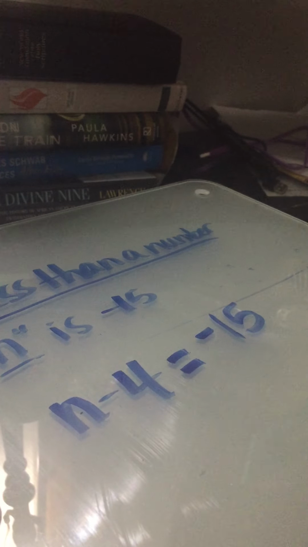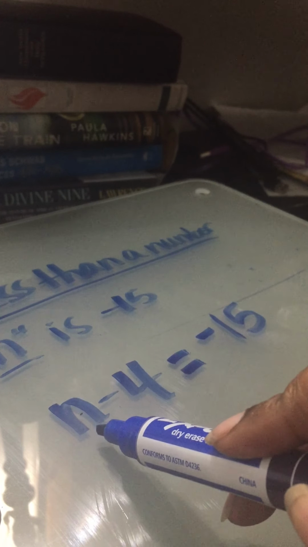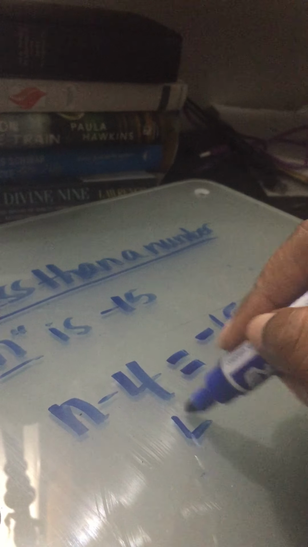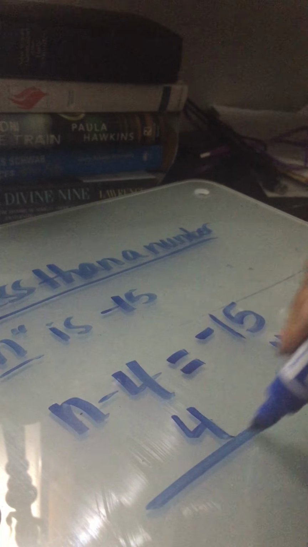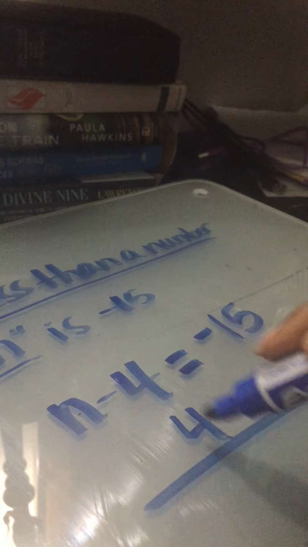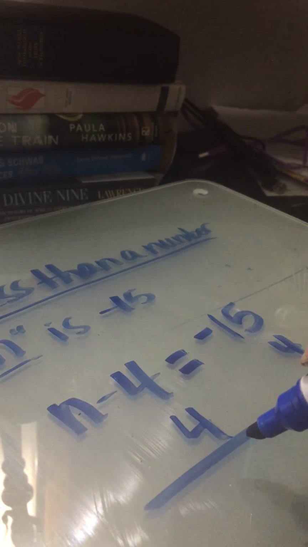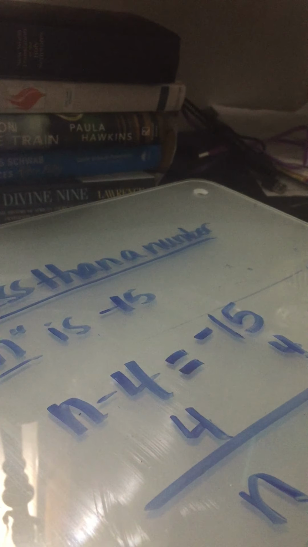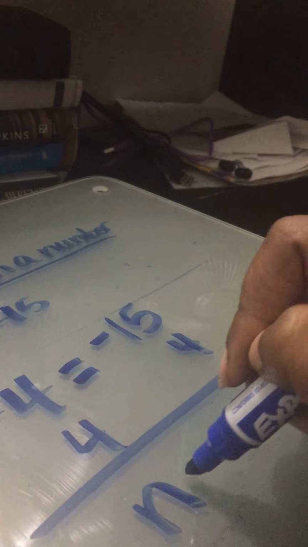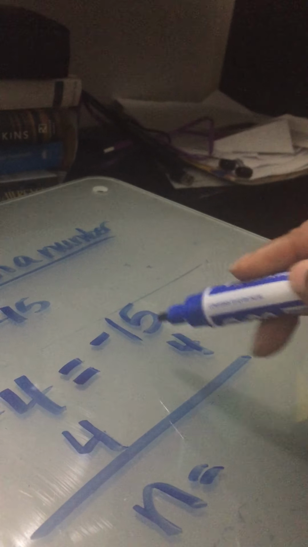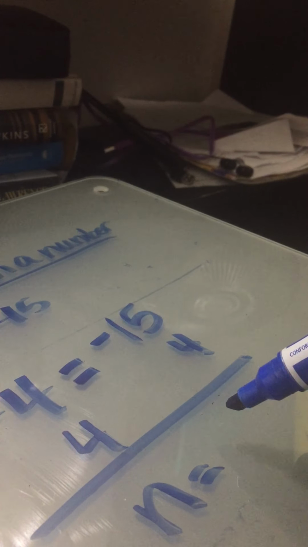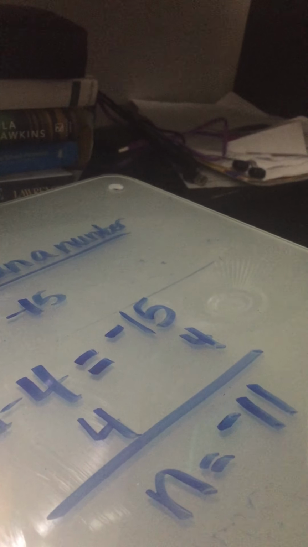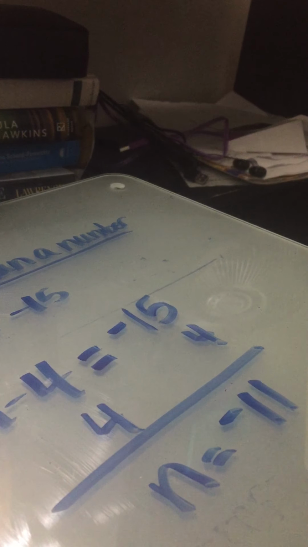So the first step is we want to isolate the variable, which is n. In order to do that, we're going to add 4 to both sides. And by doing that, negative 4 plus 4 is going to give me 0. So n is left on the left-hand side. So n is equal to negative 15 plus a positive 4, and that is going to give me negative 11. So n is negative 11.